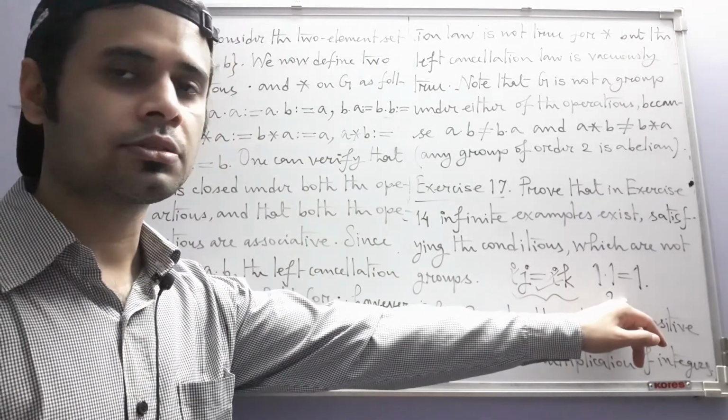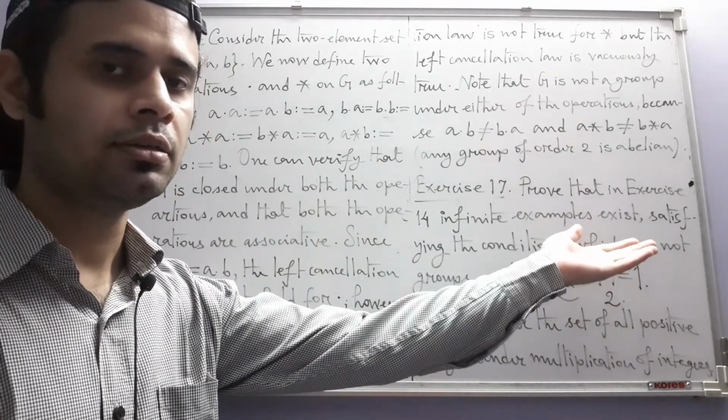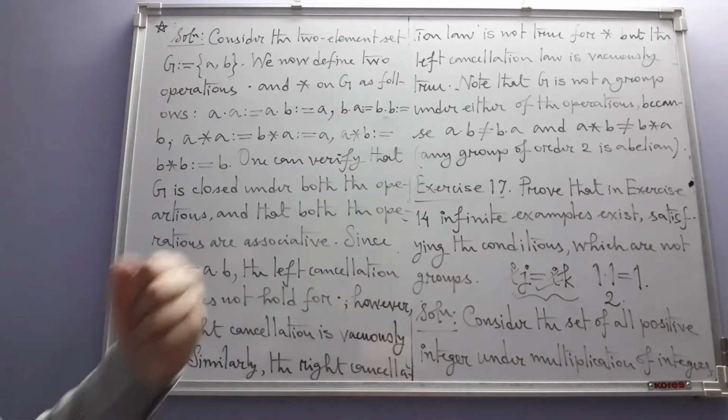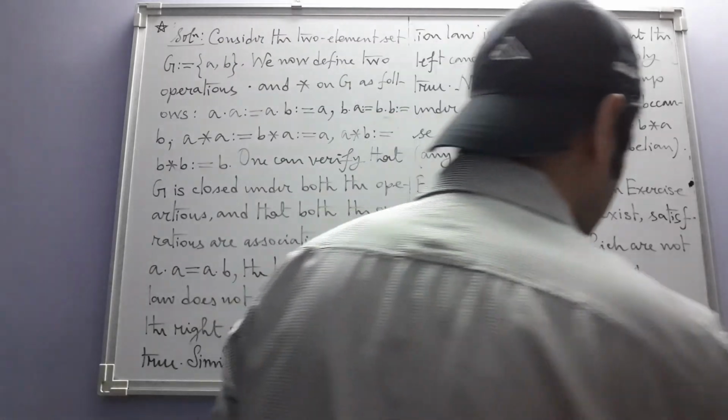For the inverses to exist, you have to jump to the system of rational numbers. So you are getting outside of the set. So this is not a group. So this is the solution.